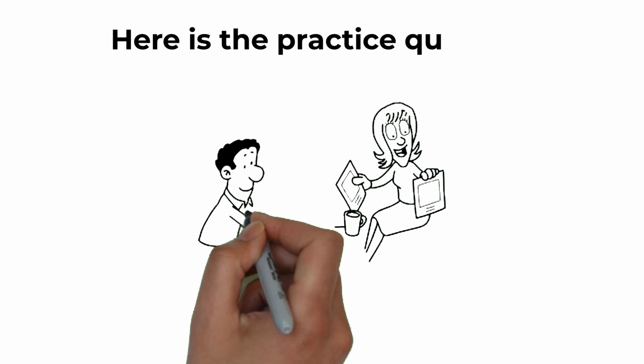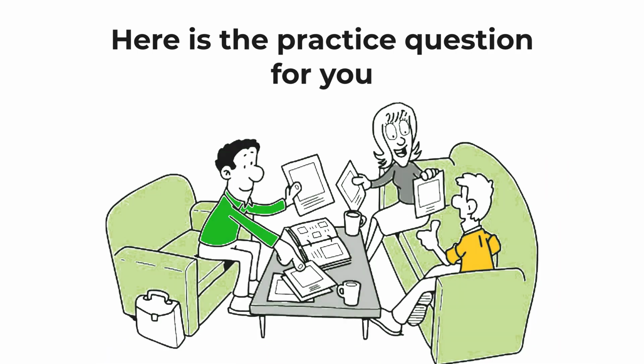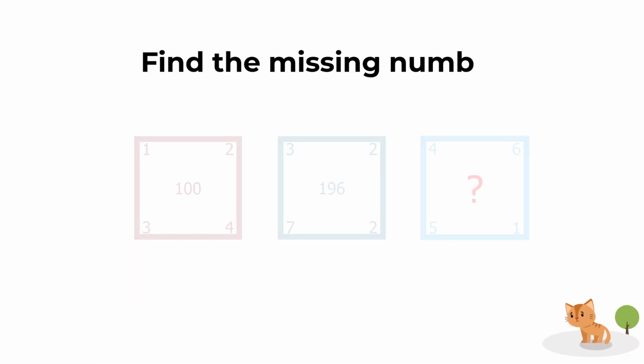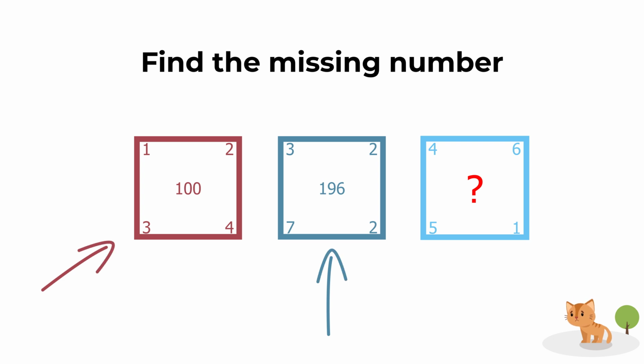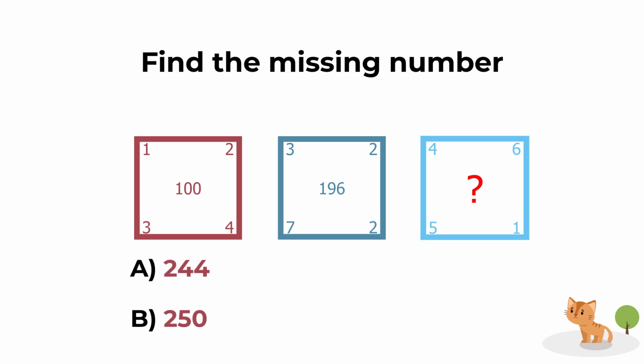Here's the practice question for you. You're presented with 3 squares. Each square has numbers in the corners and also has numbers in the middle. The third square has the number in the middle missing, and you need to calculate the missing number. You have 4 different choices. Choice A, 244. Choice B, 250. Choice C, 256. And choice D, 262.